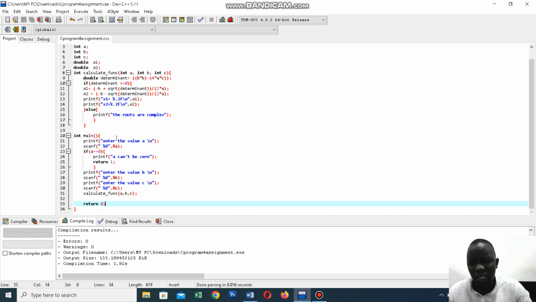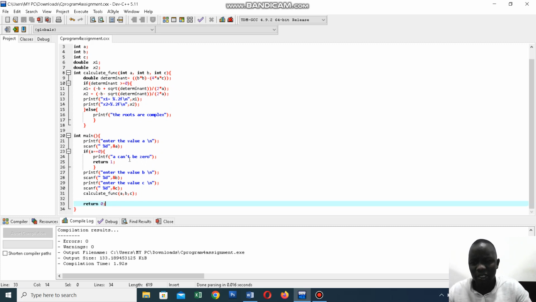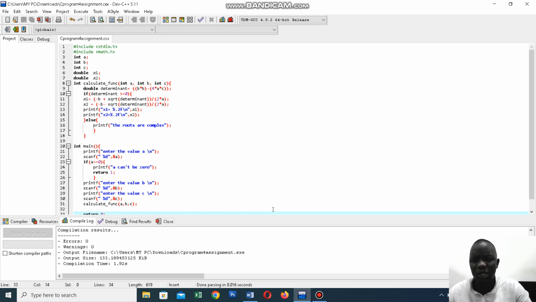Then I had to open up the main function. In the main function, I have to return a value depending on the integer data type that I declared up there. So I had to return 1. Then from there I called the function for the coefficients a, b, c. Then I returned 0. When I run the program, it is working well.